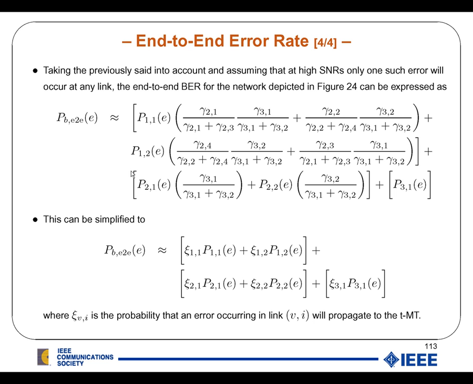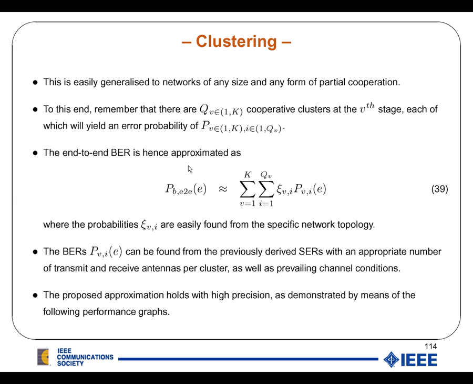If we summarize what I just said, you get an approximate end-to-end error rate, which is given through this term here. You can simplify that in this notation here. The C subscript VI is the probability that an error occurs in link VI. You can then also assume that some of these terminals actually cooperate. So we assumed there's no cooperation, but you're welcome to assume that there is cooperation and they form cooperative clusters. Let's assume we have, at stage V, and there are 2k stages, Q subscript V cooperative clusters, and then you can express the end-to-end bit error rate by means of equation 39.